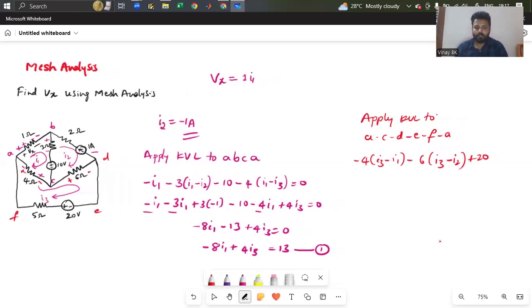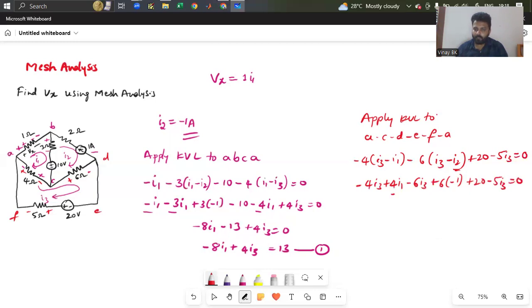Observe plus 20 now. Similarly, you can see here plus to minus, minus 5I3, equals 0. So now simplify this. We know that I2 is minus 1. Substitute the value of I2. Before that, I'll simplify this: minus 4I3 plus 4I1 minus 6I3 plus 6I2, where I2 is minus 1, plus 20 minus 5I3 equals 0.